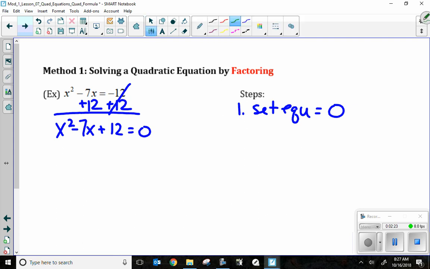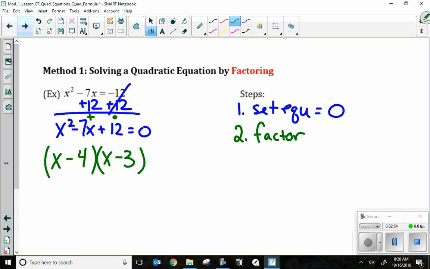Now, step 2. I have my quadratic equation. It's set equal to 0. Now I'm going to factor it. Lucky for me, this is a product sum situation. Two numbers that multiply to 12 that add to negative 7. Here's my factoring. I'm using x's. Negative 4 and negative 3. They multiply to positive 12 and they add to negative 7. So we're good. But let's not forget, it still equals 0.